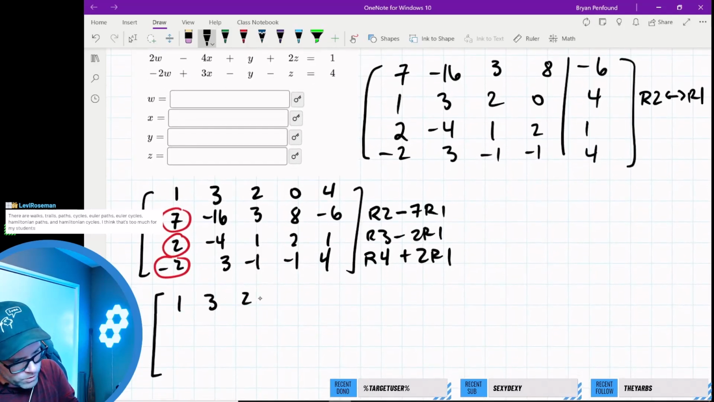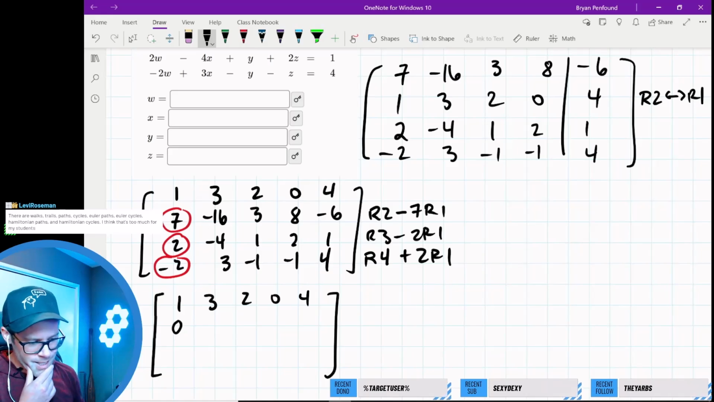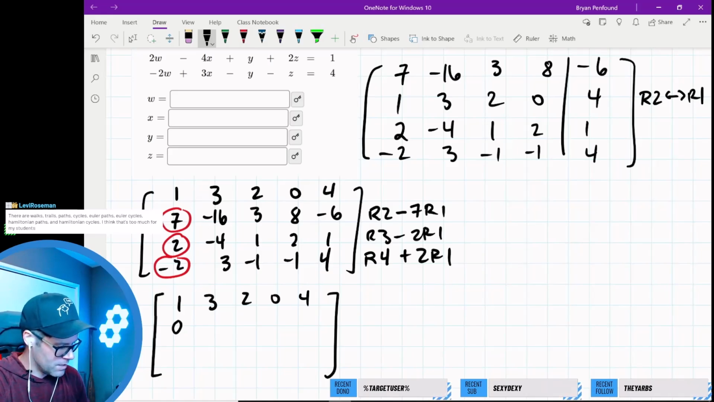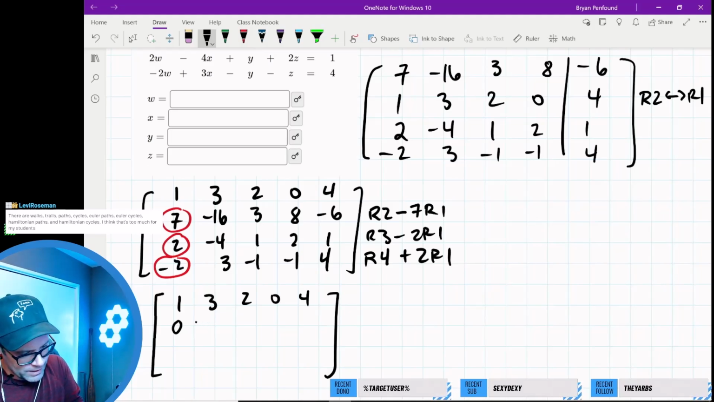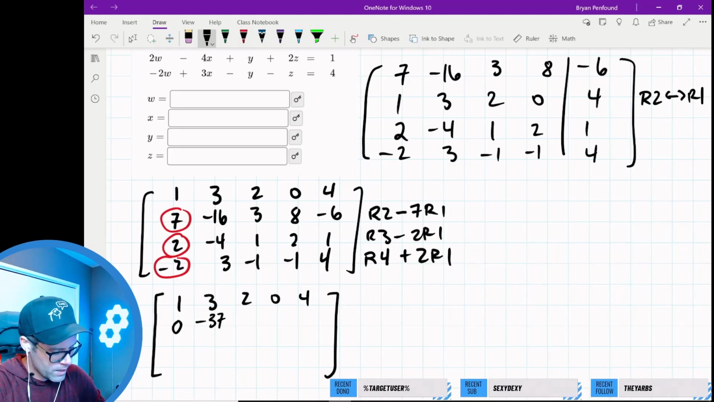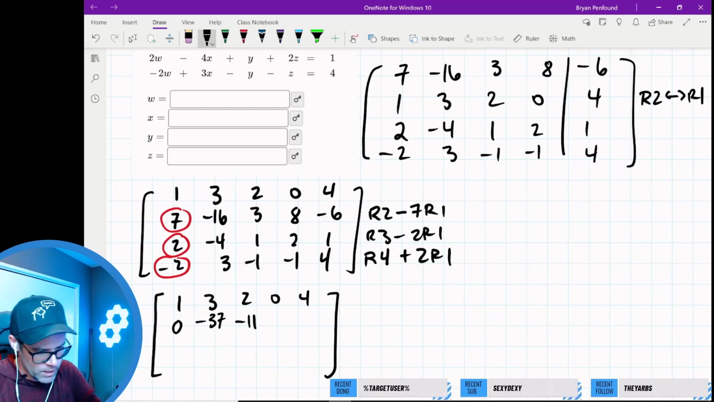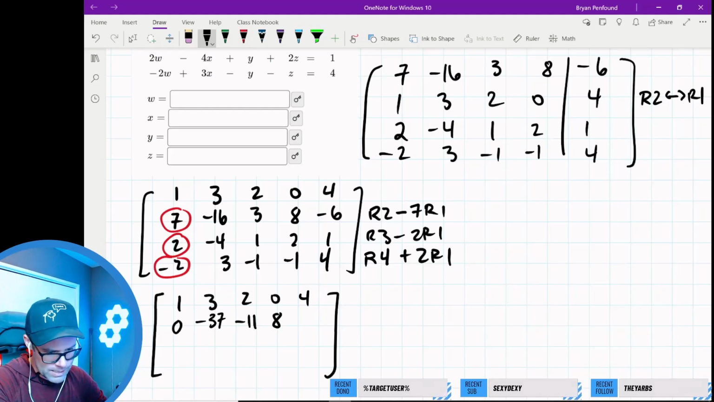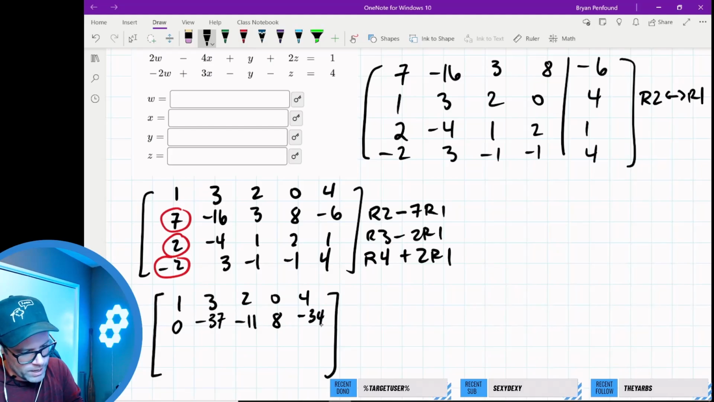So 1, 3, 2, 0, 4. Nothing changes there, but we should now get a 0. 7 take away 7. Negative 16 take away 7 times 3. So yikes, negative 37 is what I get here. 3 take away 7 times 2. That's negative 11. That also looks nasty. That's going to stay as 8. And then negative 6 take away 28, 4 times 7. So negative 34. Woof. That looks awful.